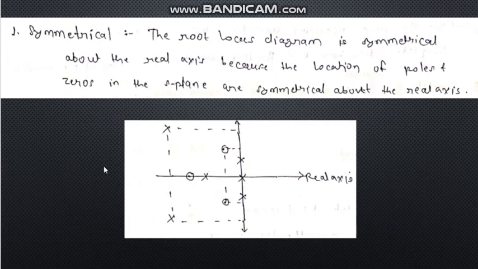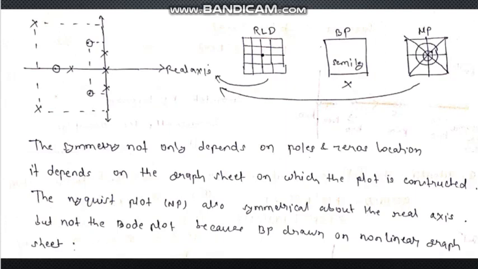So this is an example of a part of a root locus. You can see that zeros and poles are symmetrical about the real axis. That's why the root locus is also symmetrical about the real axis.